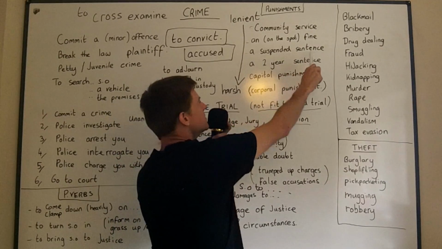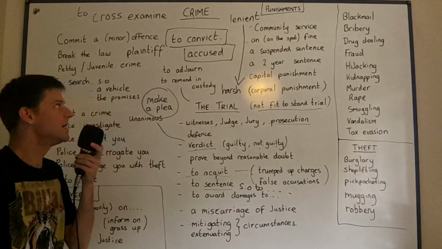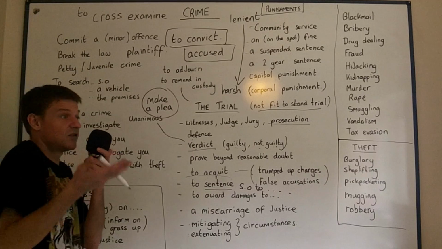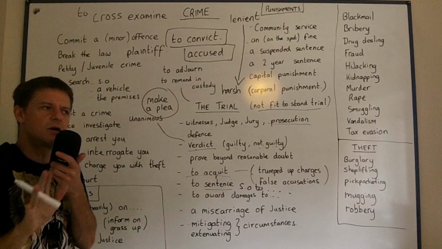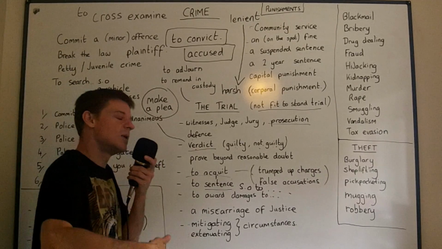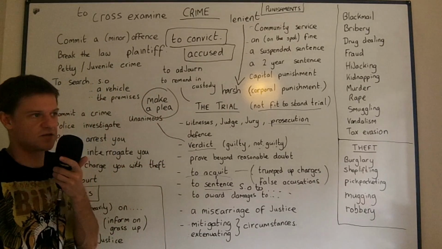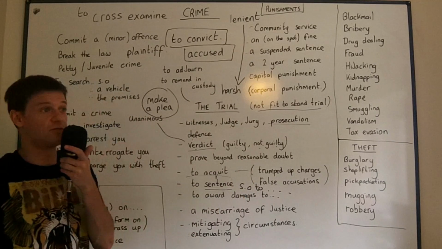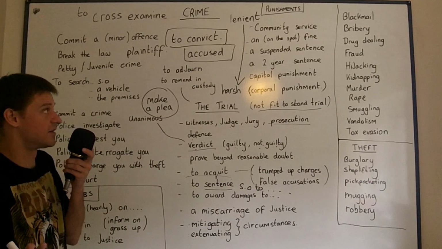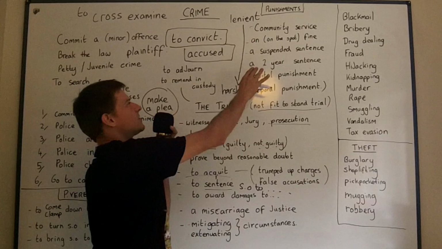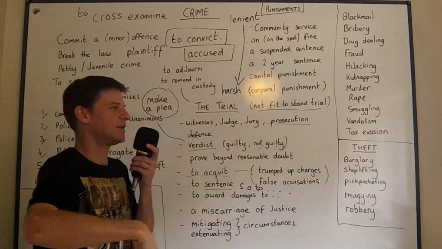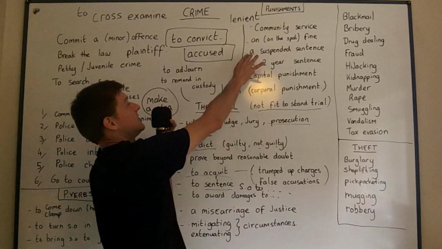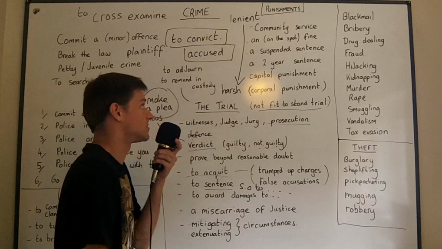A suspended sentence is when you are found guilty and you are given a 2-year suspended sentence, but this means that you don't go to prison. But if you do anything else that's wrong in the next 2 years, you'll be punished with this sentence and whatever other sentence you're given for your other crime. So it's kind of kept there just in case you commit a crime again. It's obviously still lenient because you don't go to prison.